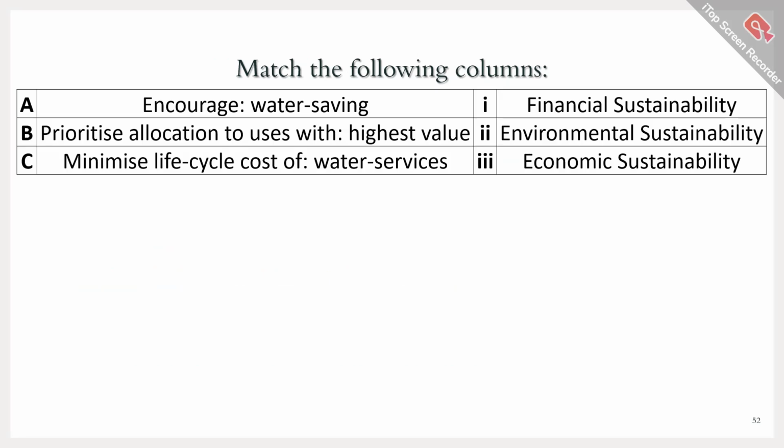So in the left hand column, the options are A, encourage water saving, B, prioritize allocation to uses with highest value, and C, minimize life cycle costs of water services. And the right hand column, the options are different types of sustainabilities. Number one is financial, number two is environmental, and number three is economical. So which type of sustainability is related to which option in the left hand column? You can keep the left hand column in the same order and change the right hand options, that is 1, 2 and 3. You can tell me the correct order.